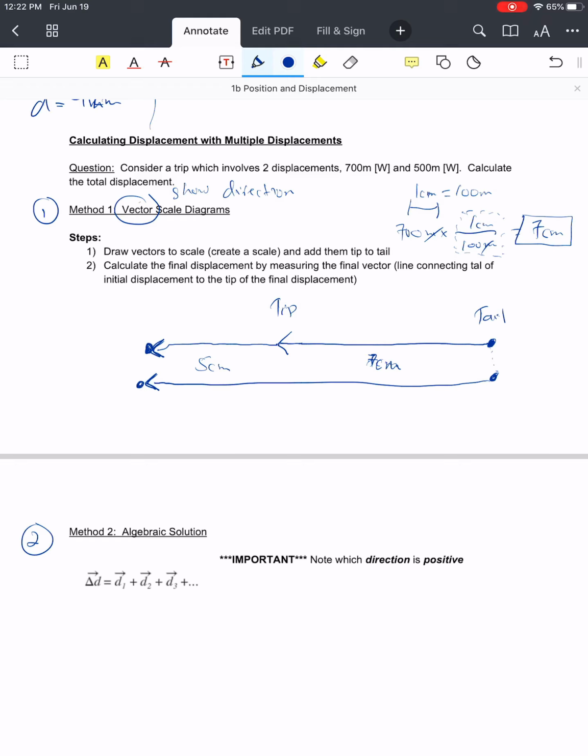That's your change in position. That's your displacement. And you would measure out that line. And when you measured that line out, you would get 12 centimeters. Okay? After that, you would convert that 12 centimeters using your scale.